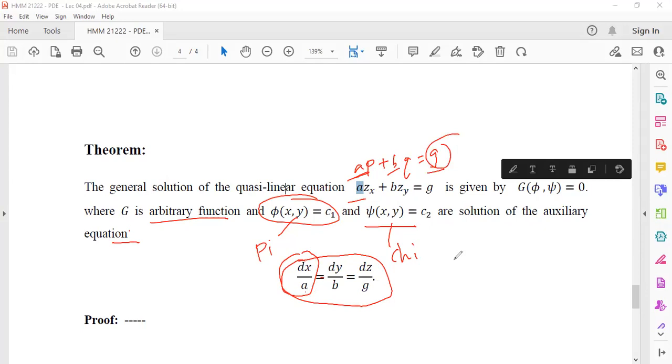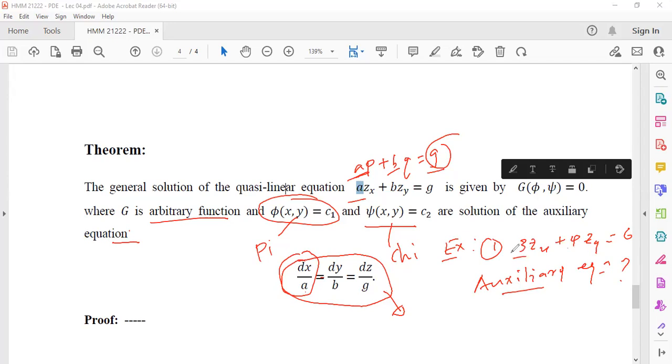So let's see one example to understand this concept. For example, let's say you have the equation z_x + 4 z_y = 6 or something. Can you write the auxiliary equation for this question? From the auxiliary equation only, we're going to solve our things. So can you write the auxiliary equation, which is very simple now? Just equate the coefficients a, b, g. Sometimes it may be a function or sometimes just coefficients, I mean scalars.